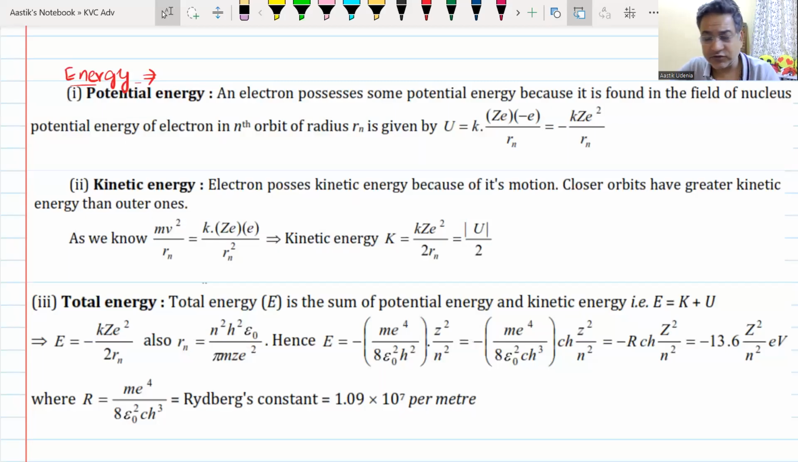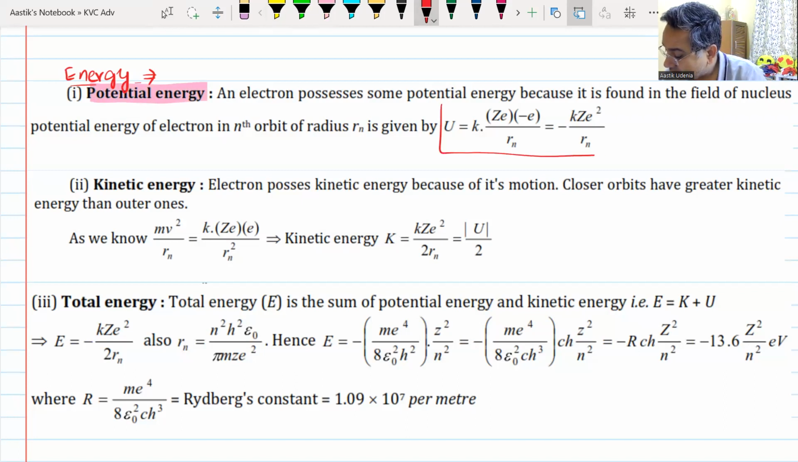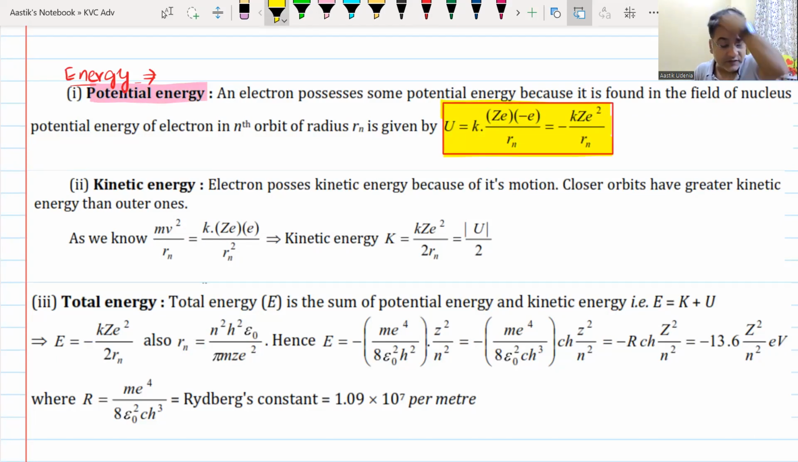That takes us to the next most important concept, the concept of energy. Now, this electron is moving around a positively charged nucleus. It has two types of energy. What are the two types of energy? One is the electrostatic potential energy, which is given by this formula. Because of a positively charged nucleus, it has electrostatic potential energy, but this electrostatic potential energy would be negative because one charge is positive and the other charge is negative. Do we understand this?